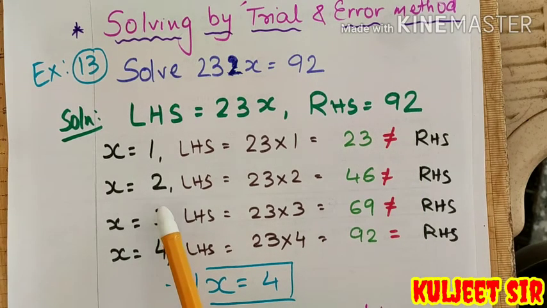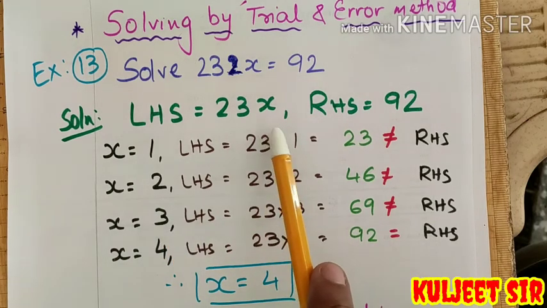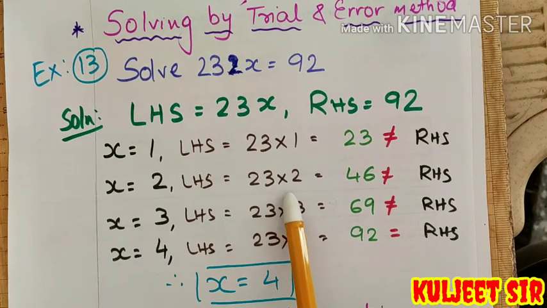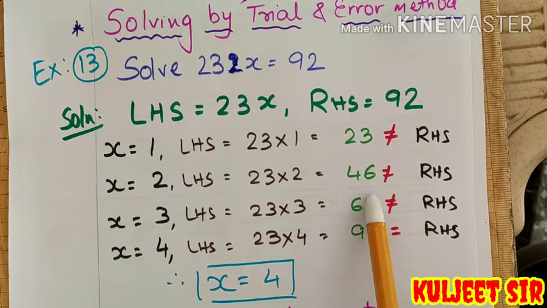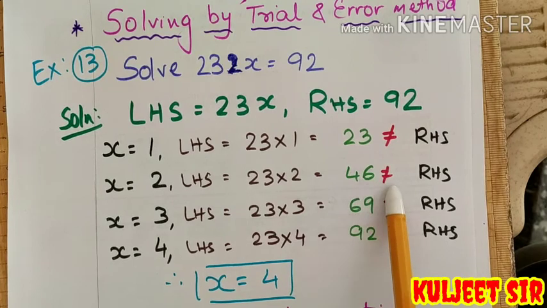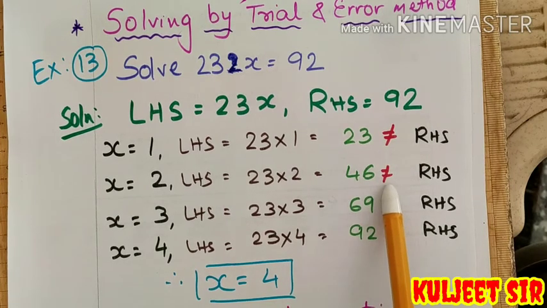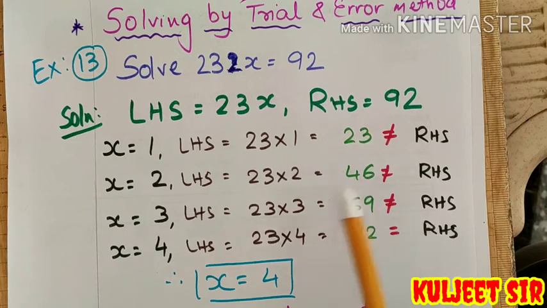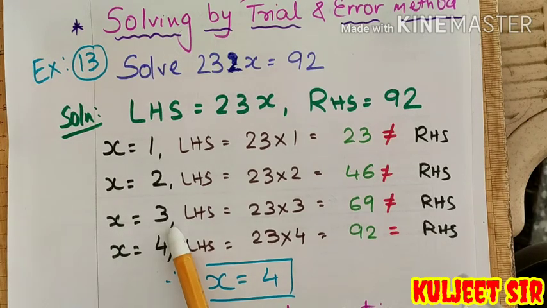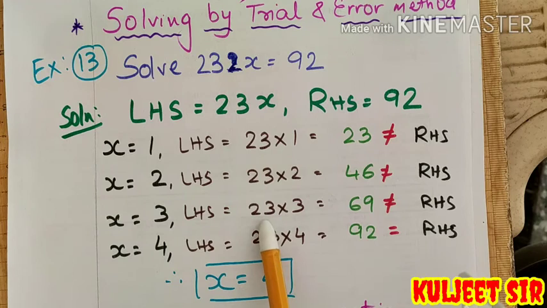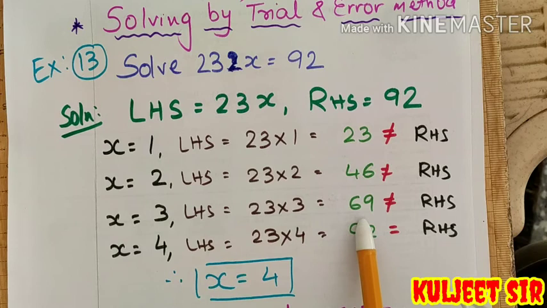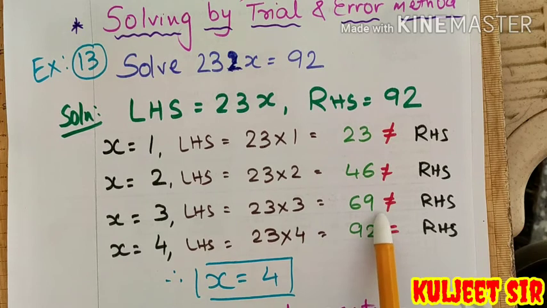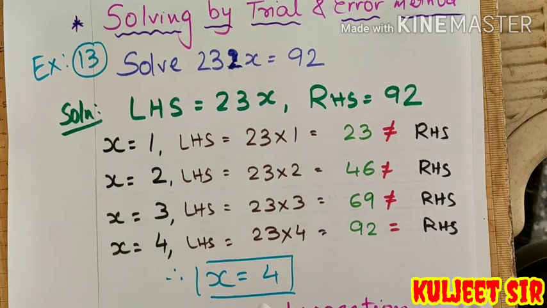Now taking the value of x is equal to 2, I put it again in 23x. So 23 multiplied by 2, I get my answer as 46. But again 46 is not equal to 92. So hence x is equal to 2 is also not possible. Then let me take x is equal to 3. I multiply 23 with 3 here. I get my answer as 69. But again 69 does not satisfy 92, or it is not equal to 92. Hence it is not the right solution.